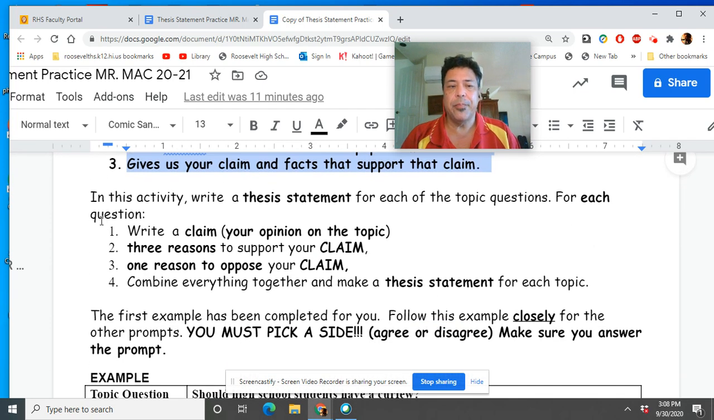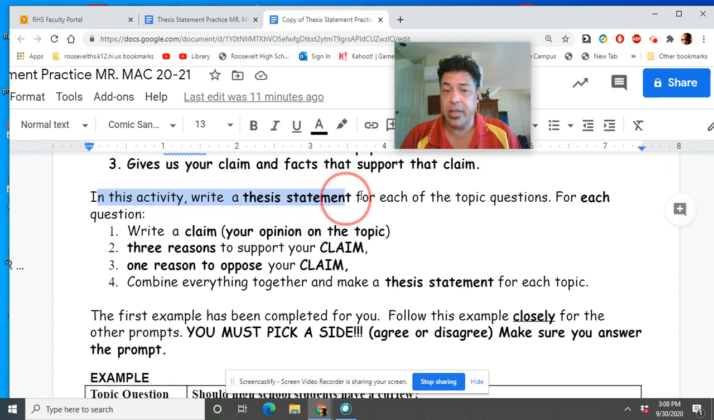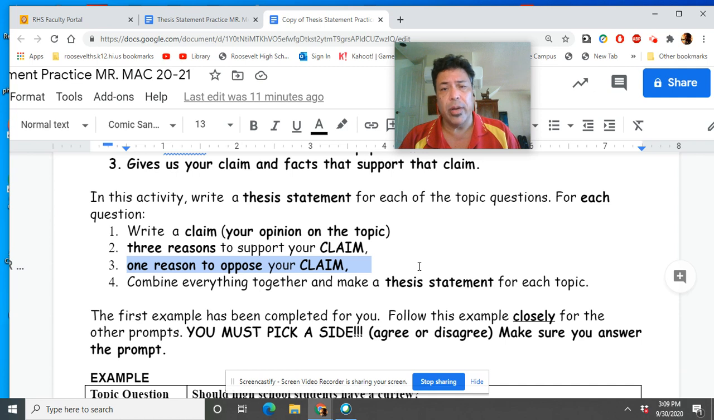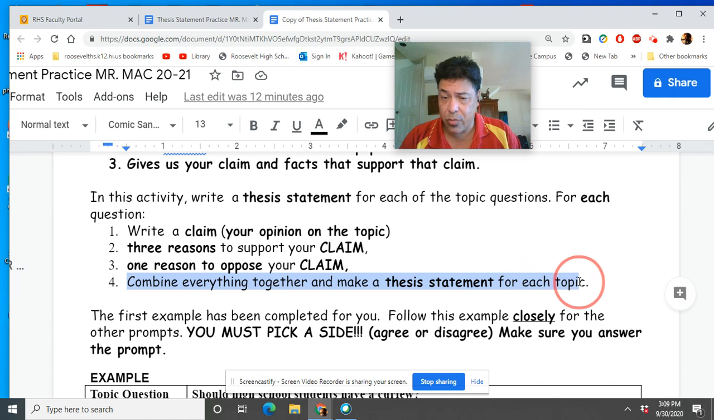Okay. In this activity, we want you to write a thesis statement for each of the topic questions. For each question, we want you to write a claim, your opinion on the topic, 3 reasons to support your claim, 1 reason to oppose your claim, because like vocabulary said, a thesis should be something a smart person could disagree with. So how would that person disagree with your statement? And then we want you to combine everything together in the last box to make a thesis statement for each topic.